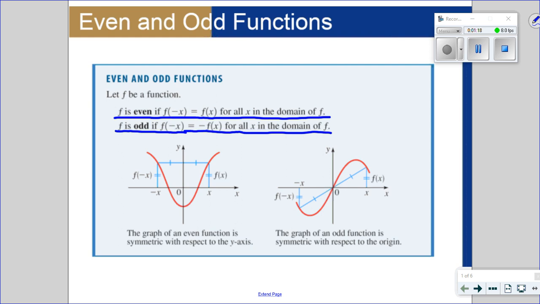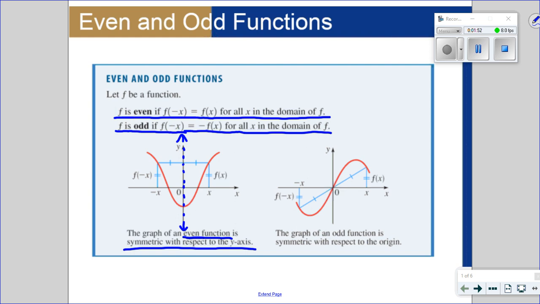Okay, so what does this mean graphically? If a function is even, that means that its graph is symmetric with respect to the y-axis. Okay? If a function is even, its graph is symmetric with respect to the y-axis. So that means if we were to flip the graph over the y-axis, it would land on itself. Okay? You would get the same graph, basically. If we flip the graph horizontally, it's going to look the same.